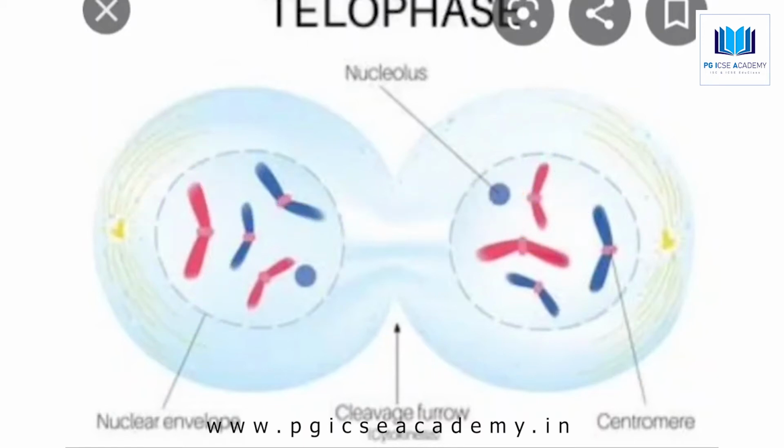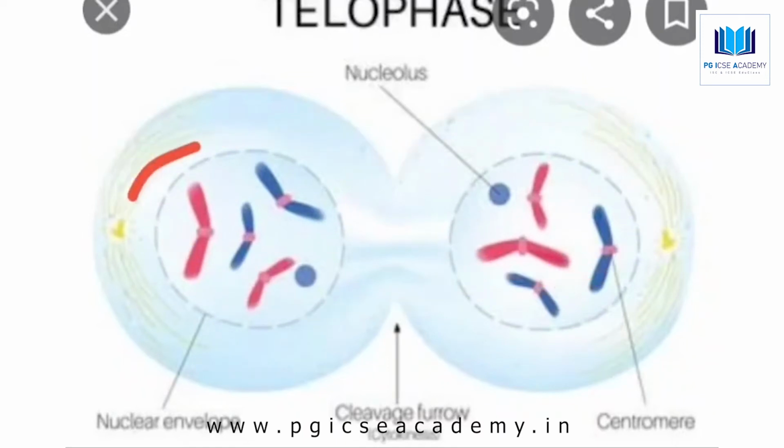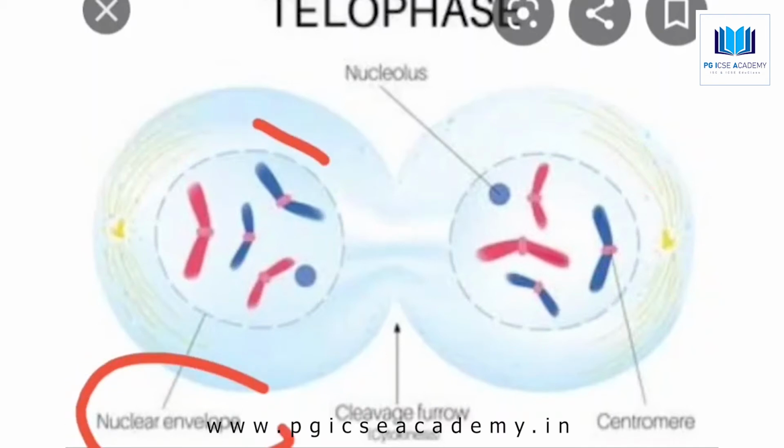Second, the spindle fibers disappear. That is, the spindle fibers that were present in anaphase disappear and become negligible to see at the poles. Third, chromatins thin out in the form of chromatin fibers. Fourth, the nuclear membrane is formed. Nuclear membrane means the nuclear envelope around the chromatin of the daughter cell is formed or reappears.